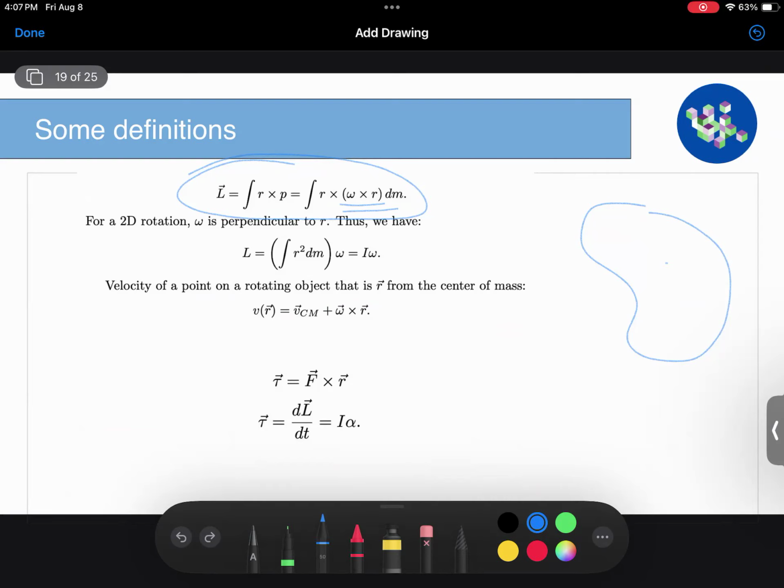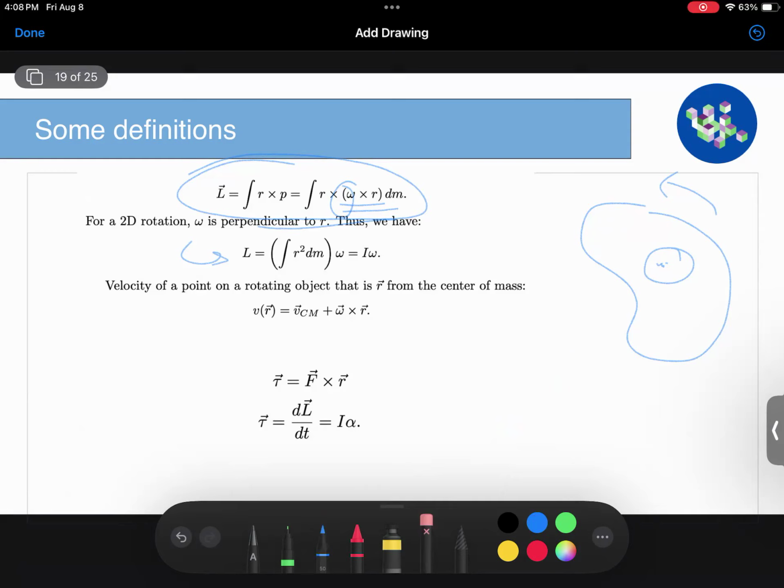And when it's rotating with an omega, it has to rotate in the same plane. So it's rotating in its own plane. Then the angular velocity will be pointing out of the page. Because omega is always perpendicular to your r, the magnitude of omega cross r is just equal to omega r, right? So our integral just becomes that.